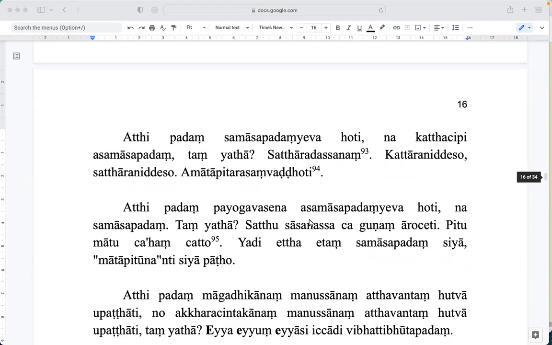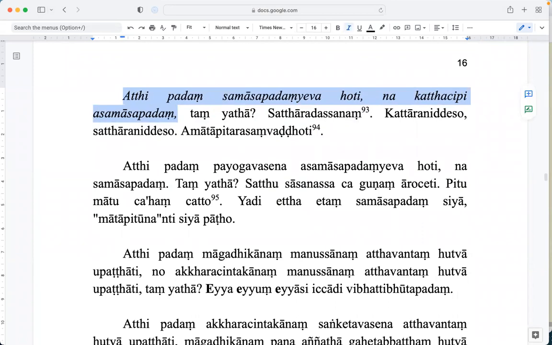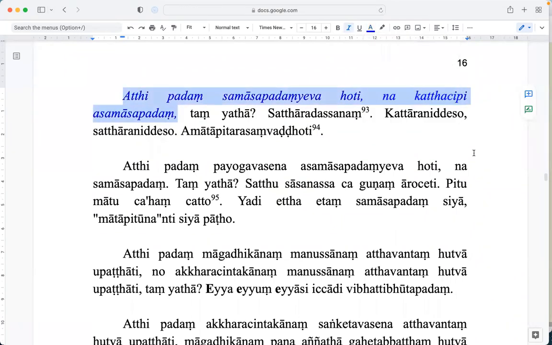Okay, so we are here. Atibadan Samasa Badan Yewa Hoti Na Katajibi Asamasa Badan. So this is another niti. So there is only Samasa Badan, and never an uncompounded word, Asamasa Badan.